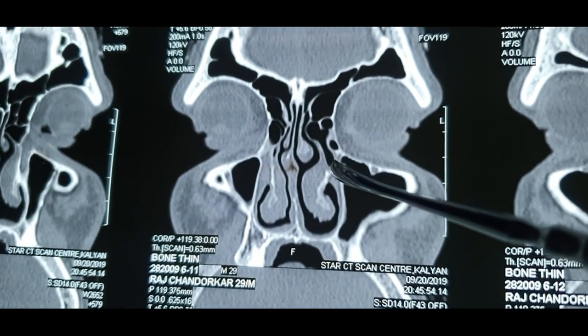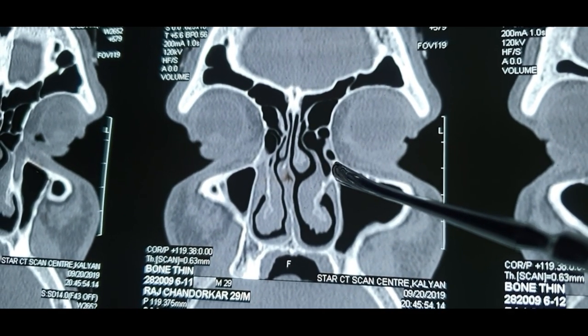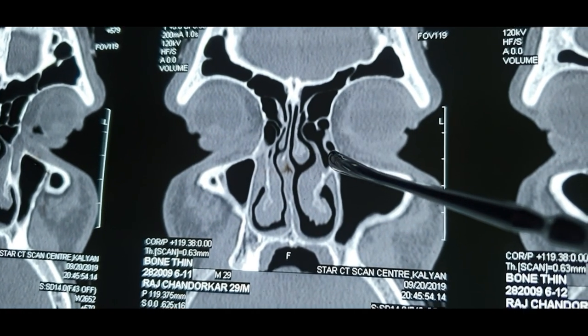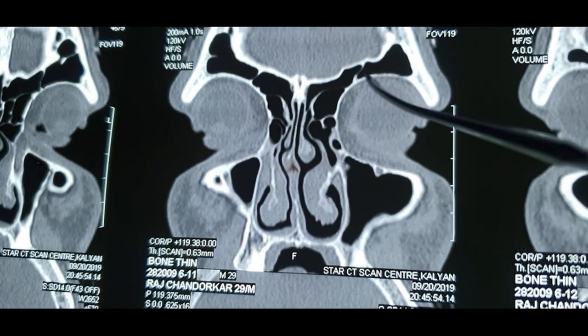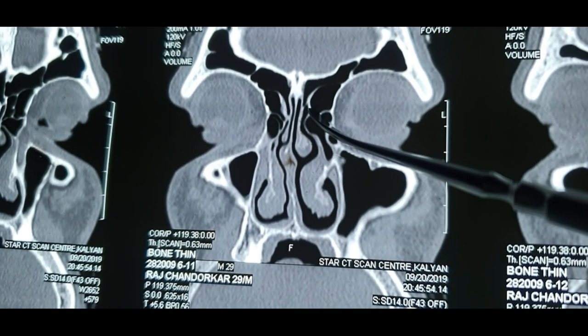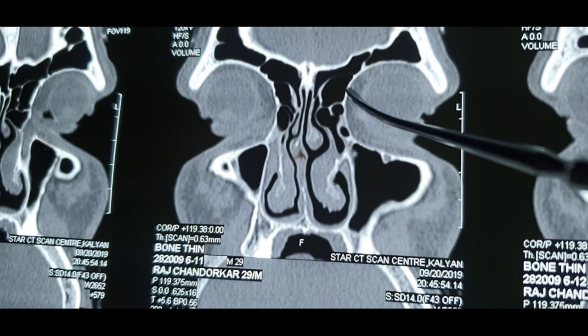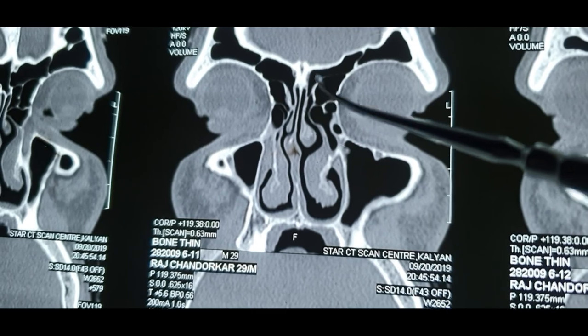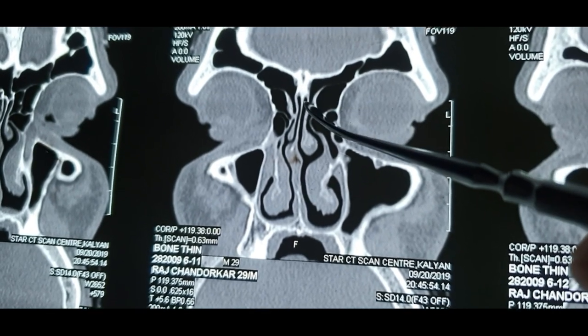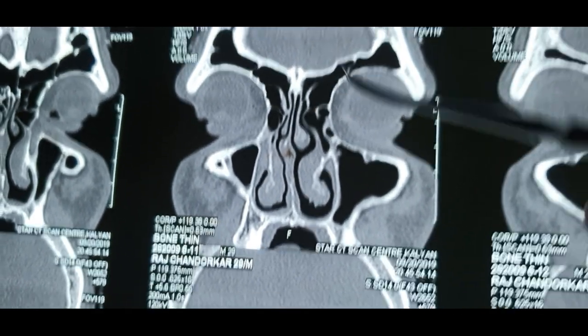So this is the concept of the uncinate process: the osteomeatal complex, the maxillary sinus output drainage, the frontal sinus drainage depending upon the uncinate process attachment, whether it's lateral or medial. In medial, it could be cribriform or it could be the middle turbinate itself.